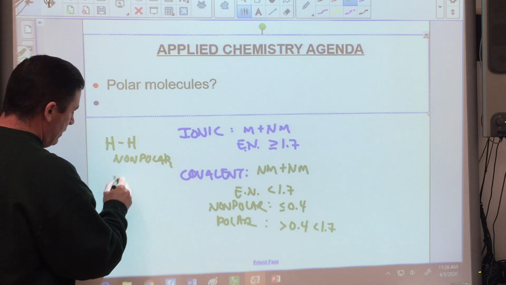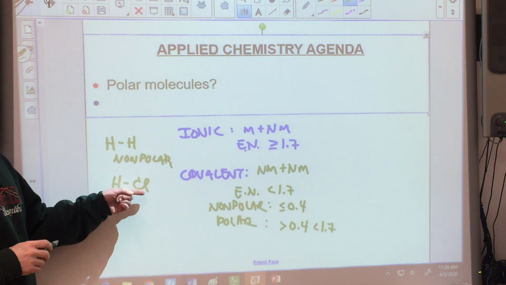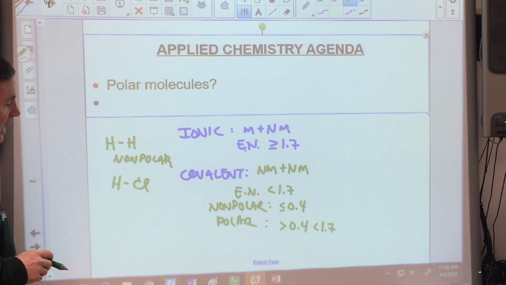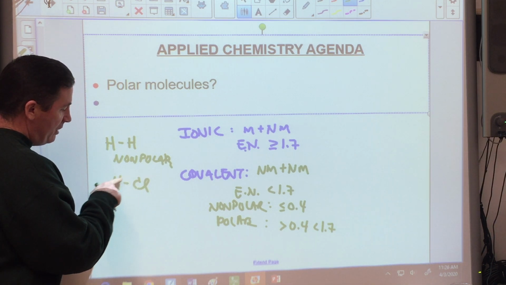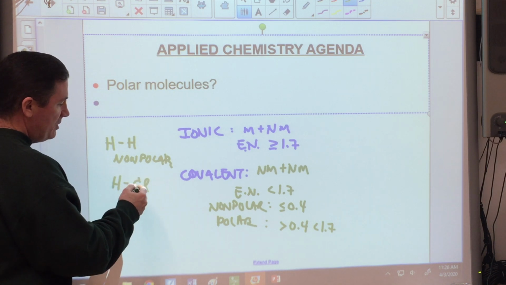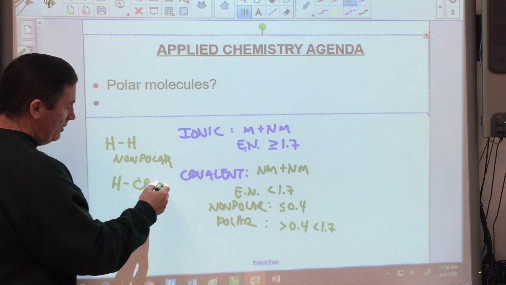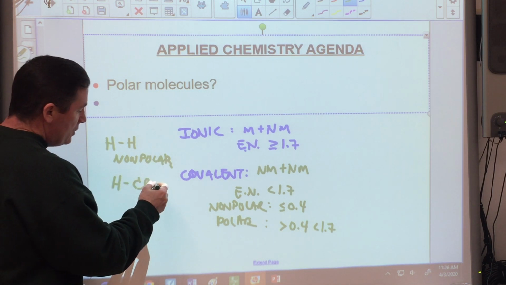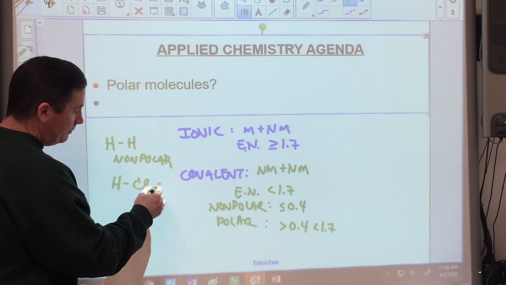Now, if I have something like this, hydrogen chloride, chlorine has a very high electronegativity. It's right next to fluorine, right below it. So this is going to have a higher electronegativity than that. So, because of that, the chlorine is going to pull on the electrons more than the hydrogen will. So the electrons tend to spend more time around the chlorine.